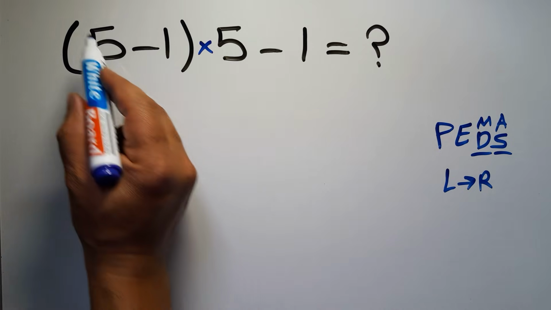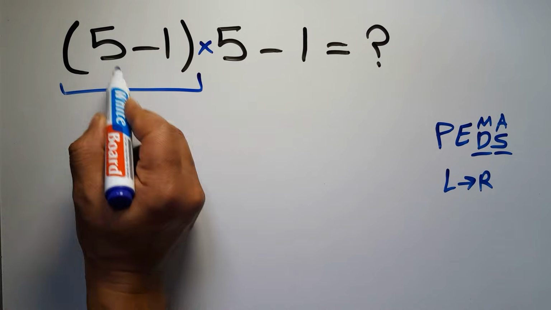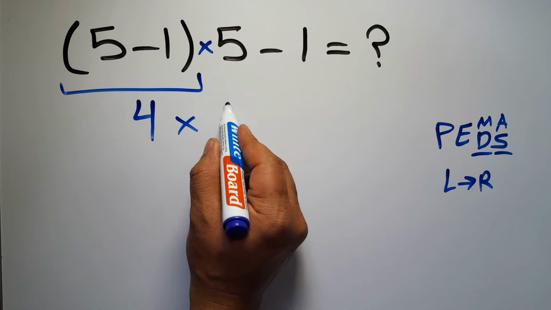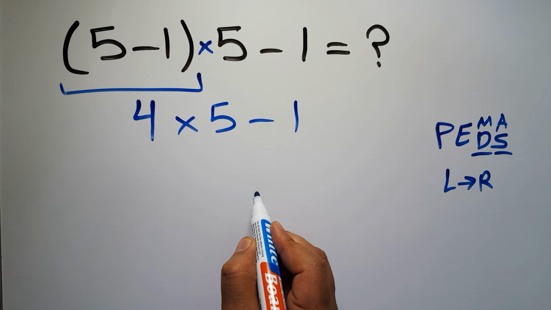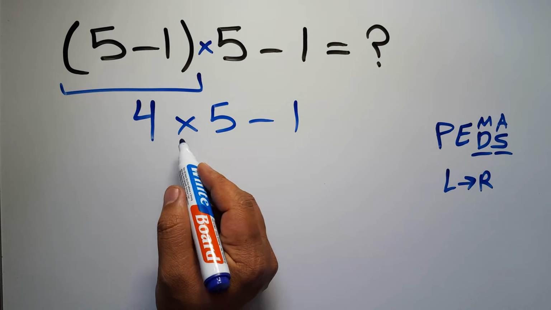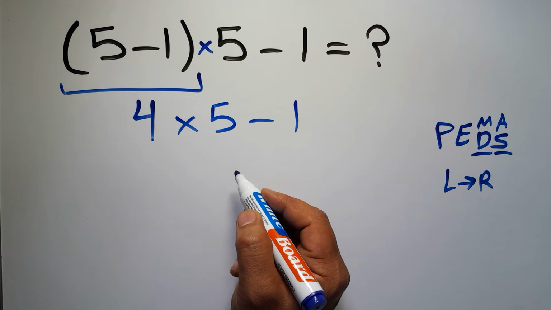Okay, so first this parentheses. Inside this parentheses, we have 5 minus 1, which equals 4. So 4 times 5 minus 1. Now we have to do this multiplication because multiplication has higher priority than subtraction.